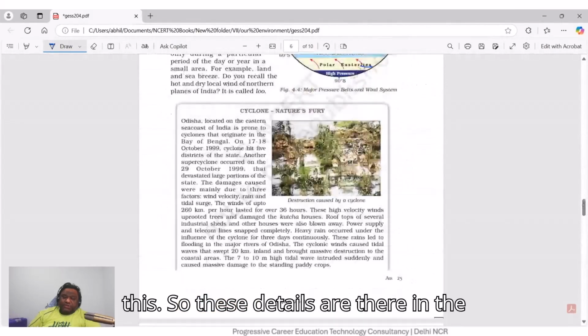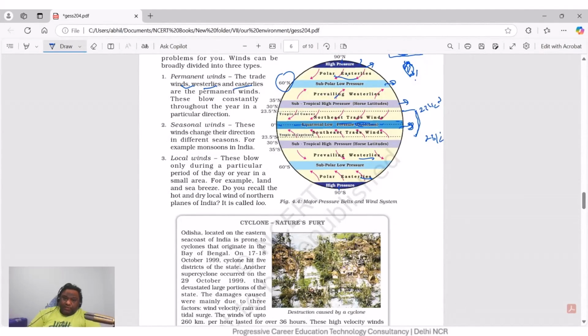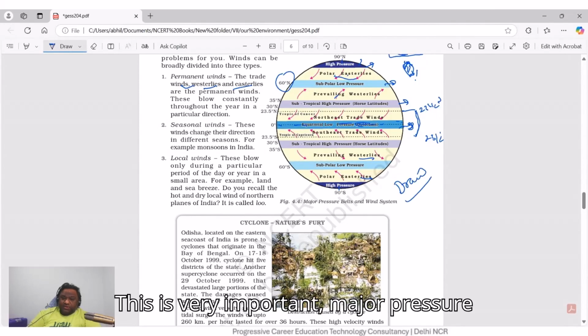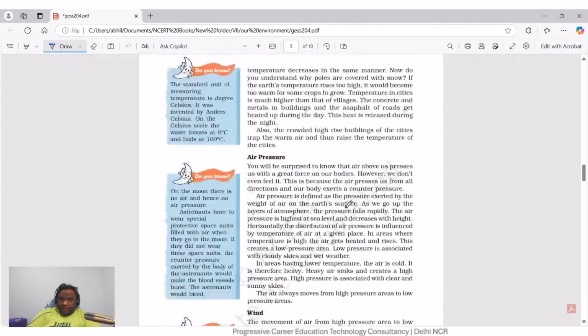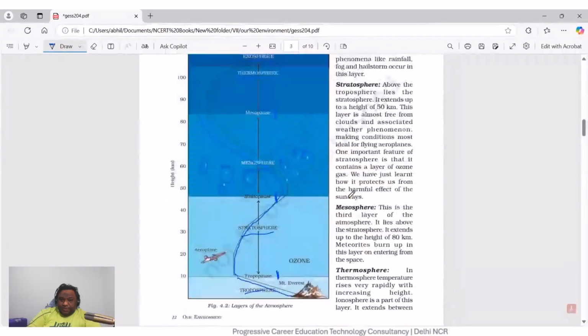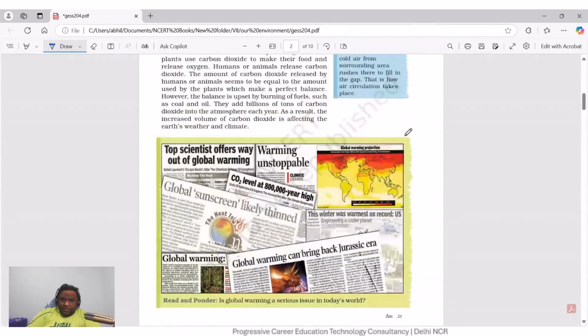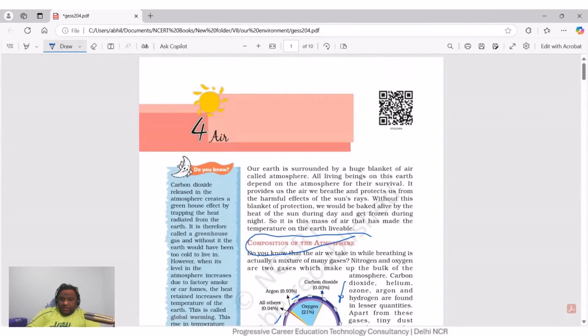So you will realize this. These details and MCQs are there. You do the MCQs. Please draw this diagram. This is very important: the major pressure belts and wind system, and these layers of the atmosphere. These are the important diagrams from this particular chapter.